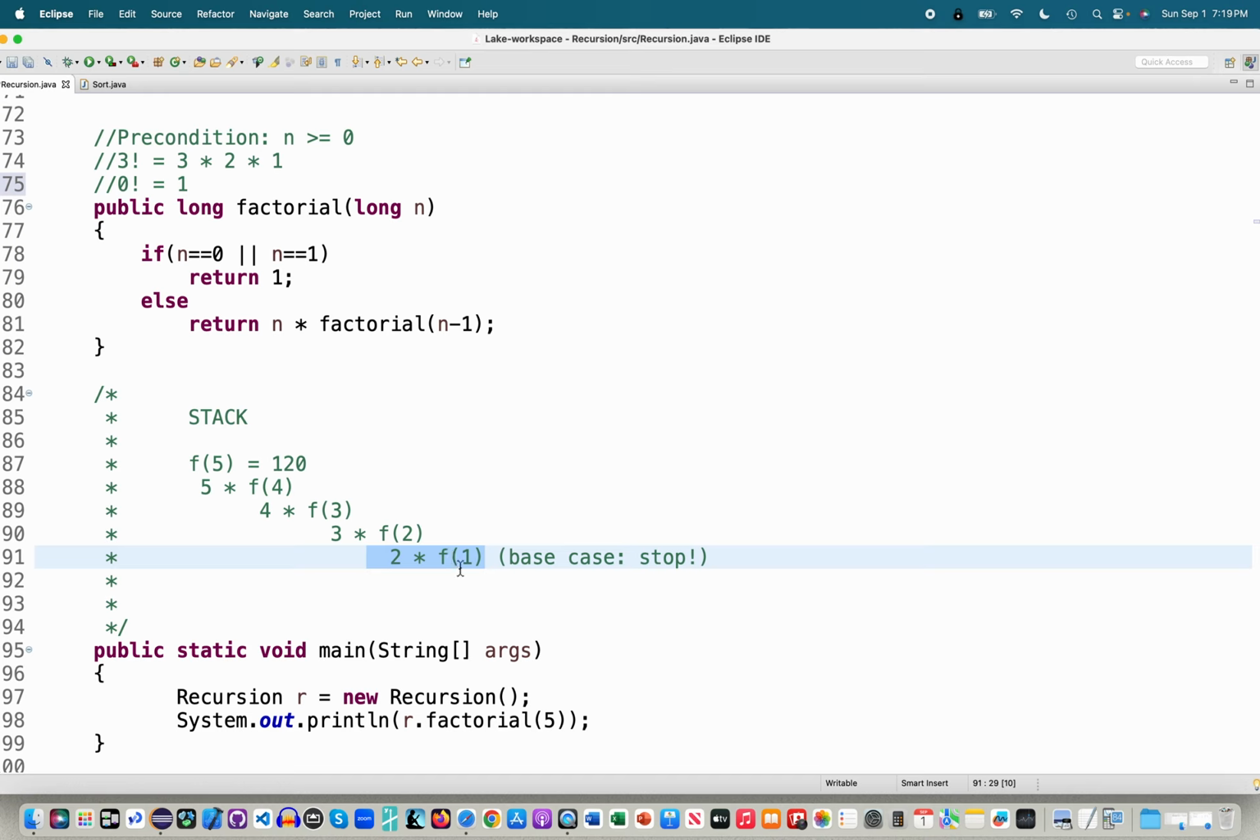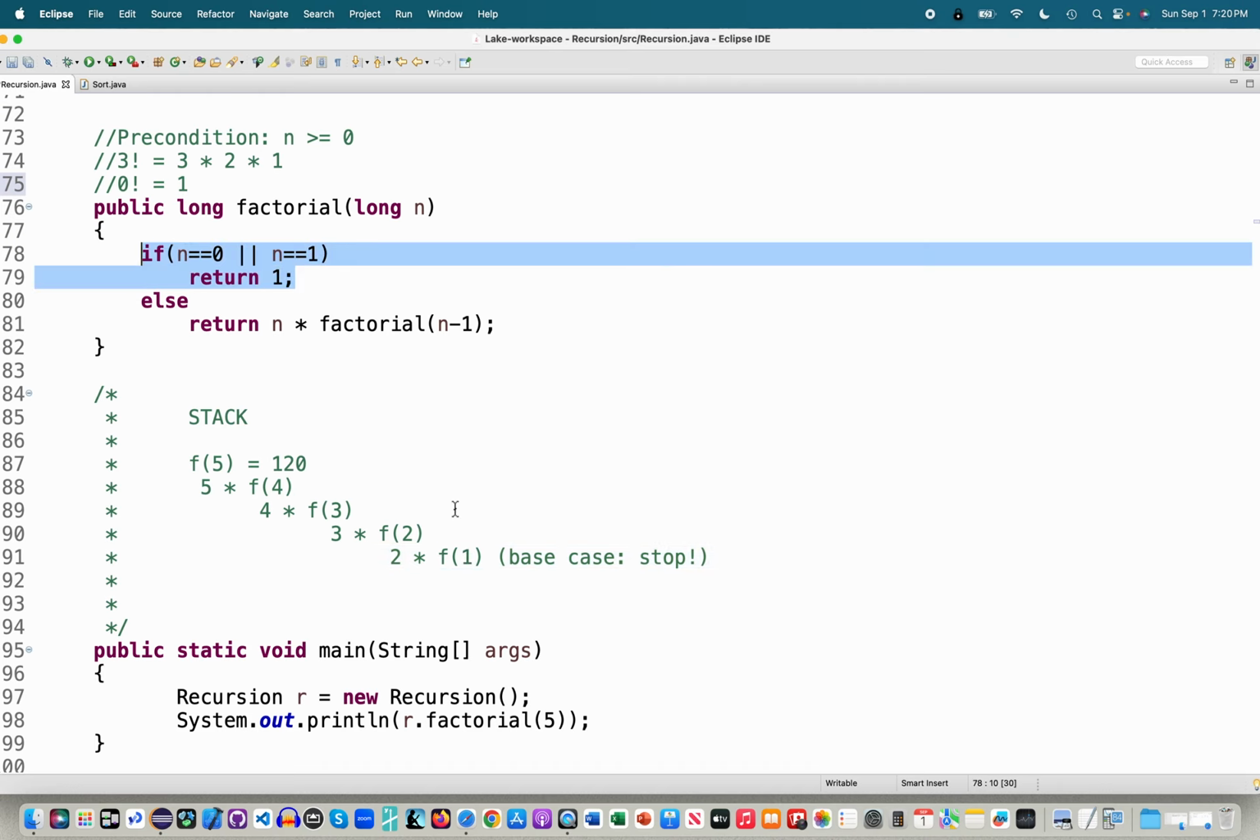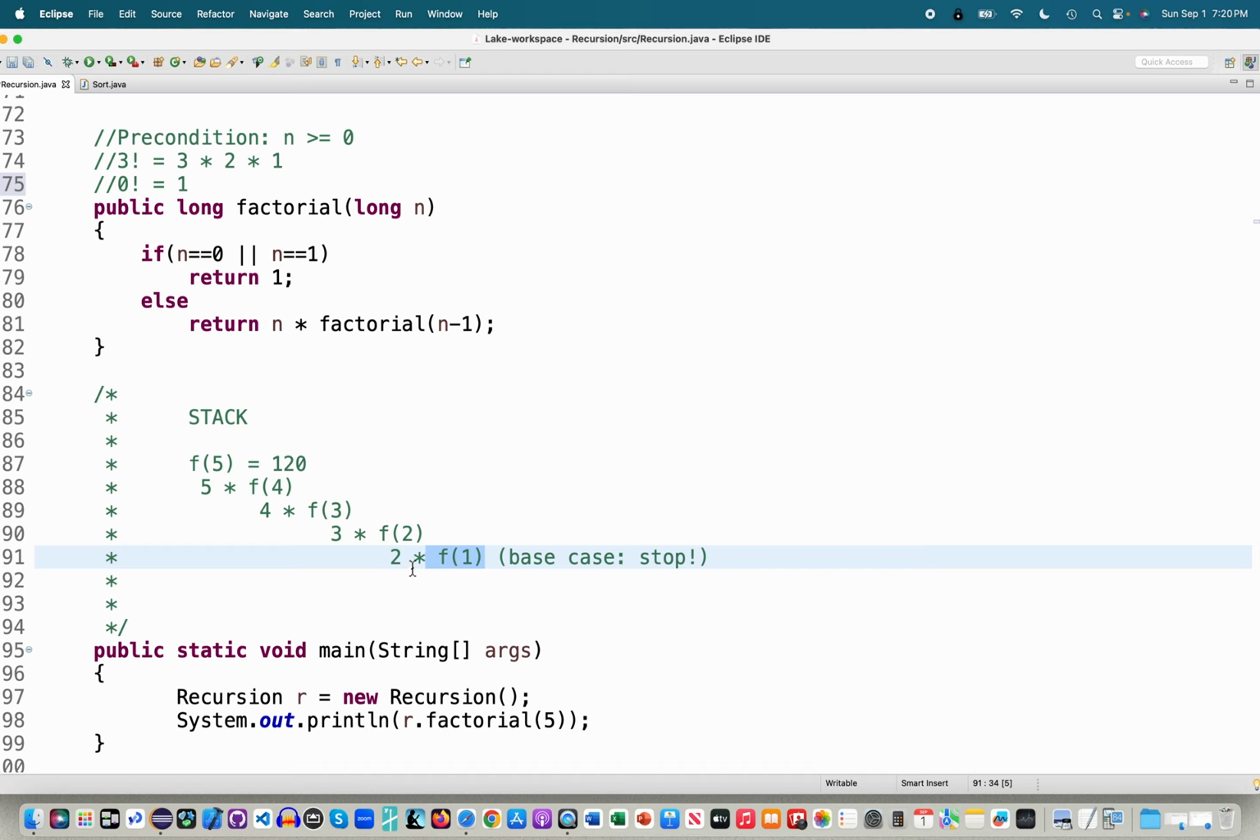Since we hit the base case and we're at the top and it was reachable, time to pop off the stack. What is factorial 1? Well, you already said the base case. It said it's a 1. So it returns a 1. 1 times 2 is 2. Factorial 2 is 2. 2 times 3 is 6. Factorial 3 is 6. 6 times 4, 24. Factorial 4 is 24. And 24 times 5, 120. So factorial 5 is 120.